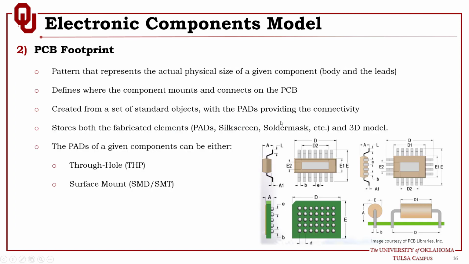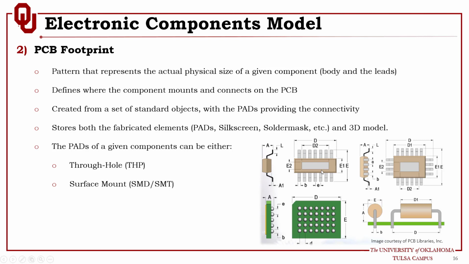Now, the second element is the footprint. If you open any data sheet, you will see the footprint with the dimensions marked. The footprints are patterns that represent the actual physical size of a given component. And here we can see the width, the length, the spacing between the pads, the thickness of the component. These are SMD components, this one is a through-hole component, and this is a BGA component. They define where the component will be placed on the board, on the PCB, because you need to define space for this component and you need to define the paths for these leads as well and how they connect with the other components on the board.